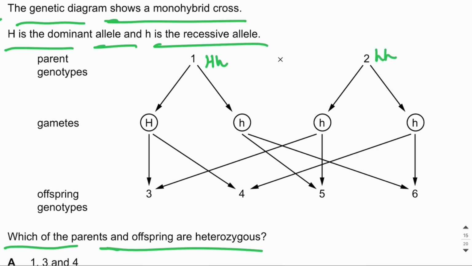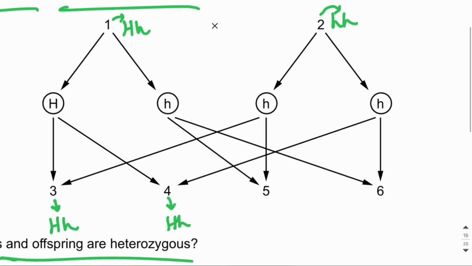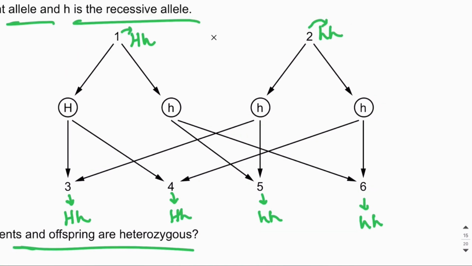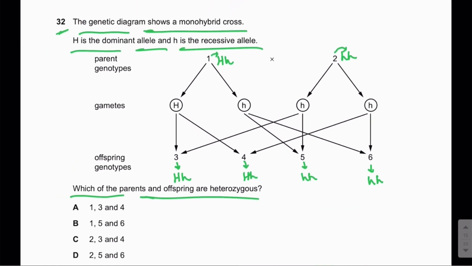If we talk about 3, 3 is formed by the fusion of capital H gamete and small h gamete, right? So 3 will be heterozygous, right? What about 4? 4 will also be heterozygous because the offspring 4 is made by the fusion of capital H and small h gametes, right? So this will be capital H, small h as well. If we talk about 5, 5 will be small h, and 6 will be small h. So the parent which is heterozygous is 1, and the offspring 3 and 4 are heterozygous. So the answer is A.